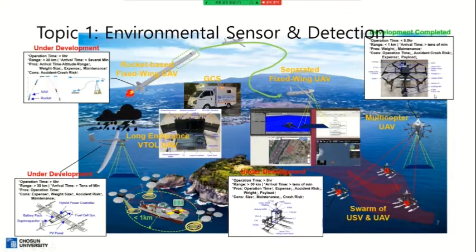The multi-copter UAV is already developed, we finished the development, and we already submitted the paper regarding this area. And at the moment, our research group is working on this rocket-based fixed-wing UAV. There is a lot of information which I want to deliver in this slide. The main subject is, I already told you, getting environmental data as much as possible and over as large an area as possible.